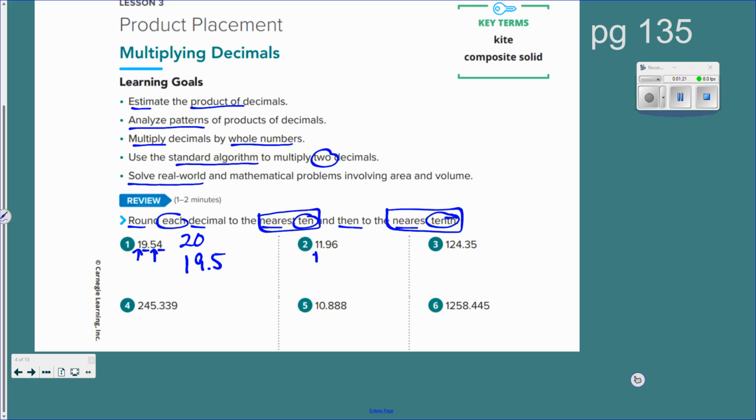I'm looking to round to the nearest 10. So I look at that 1. 1 means it goes to 10. This is the nearest 10. 10, then 9, I look at the 6. 6 means it goes up to 10. Thinking that goes up to 12. It is 11.